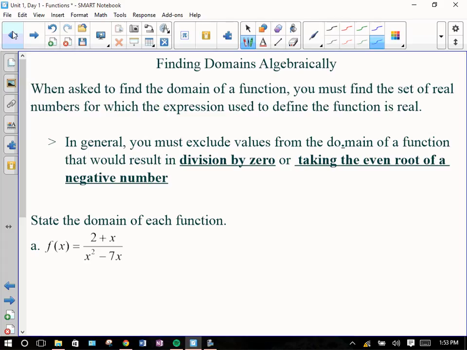So when asked to find the domain of a function, you want to find the set of real numbers for which the expression used to define the function is real. So what do I mean by real? I mean, if you type it into the calculator, it better not say undefined.